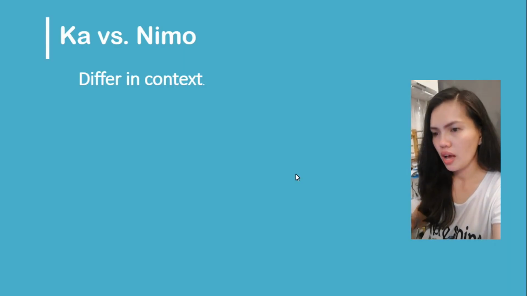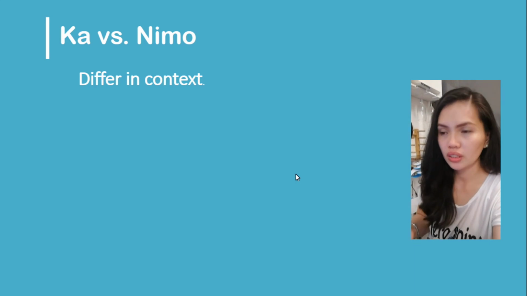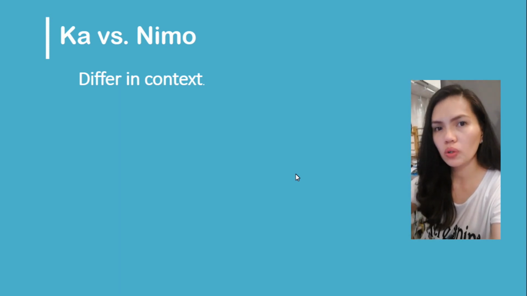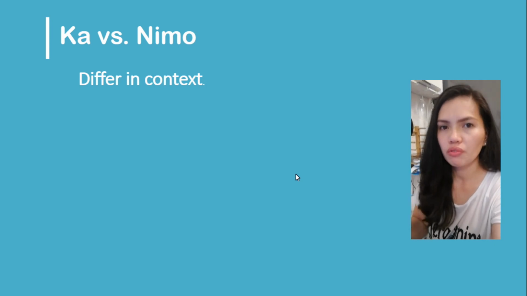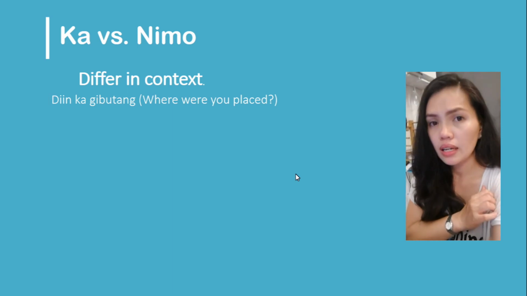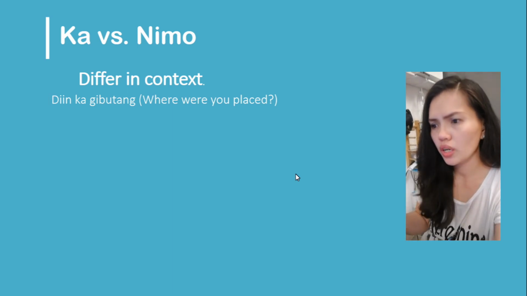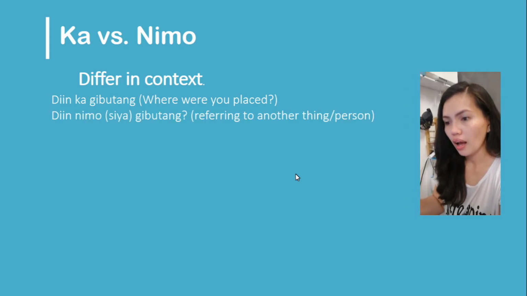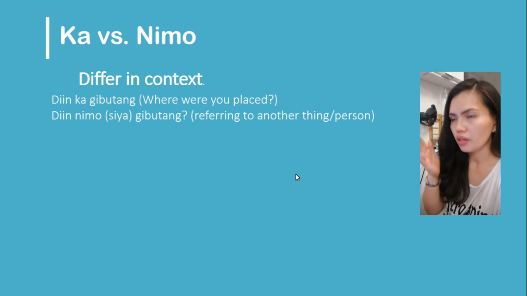Okay, next we have, okay, they differ in context. Again, I have to repeat this again and again, because if you use ka and nimo the wrong way, you will give a different meaning. Here are some examples. We have diin ka gibutang, where were you placed? And then diin nimo gibutang. It could be diin nimo siya gibutang. You are still referring to a person, because there is siya. Siya is he or her.